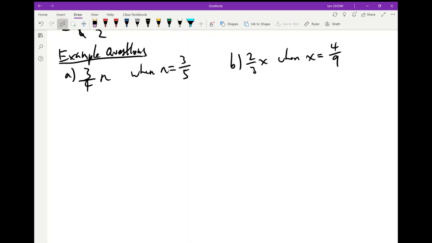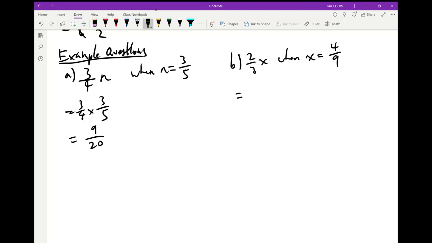So try to do these two questions first on your own. Pause this video now. And so I assume you have finished. So once we evaluate, once we put the fraction into n, this becomes 3 over 4 times 3 over 5. And then we have top times top, which is going to be 9 over, and then bottom times bottom, 20. No more simplifying that we can do.